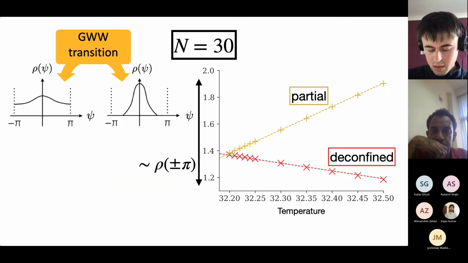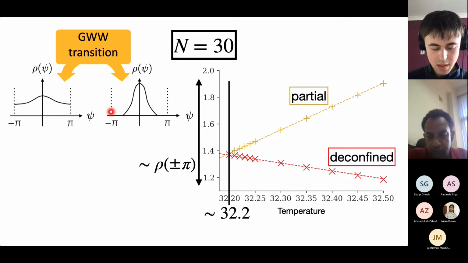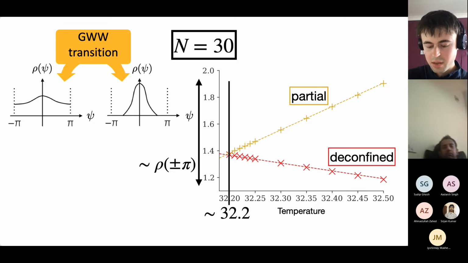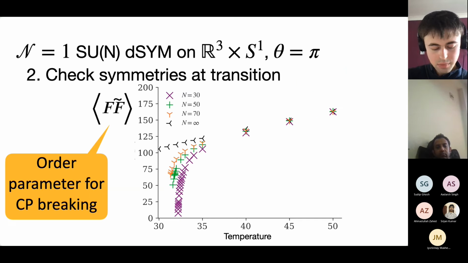So this y-axis measures something akin to the value of the eigenvalue density at plus or minus pi, and we can see its behavior changes at 32.2. So that suggests that this is a finite n analog of the Gross-Witten-Wadia transition.